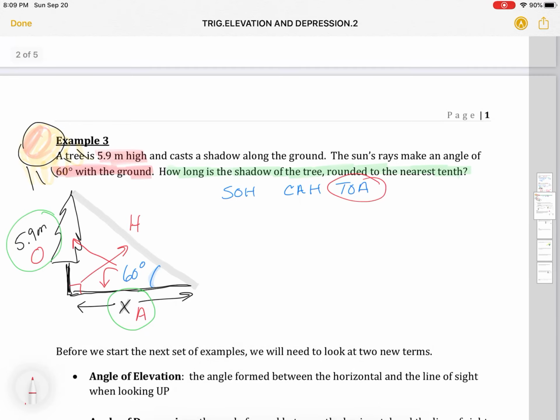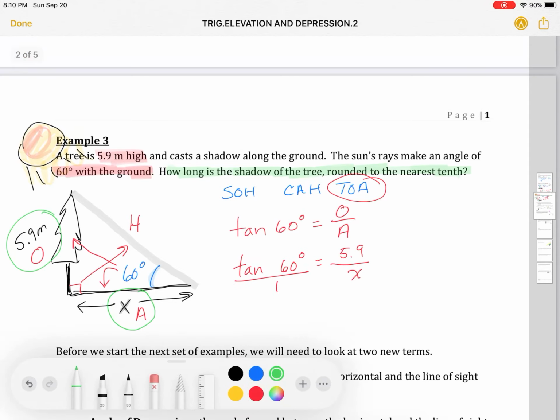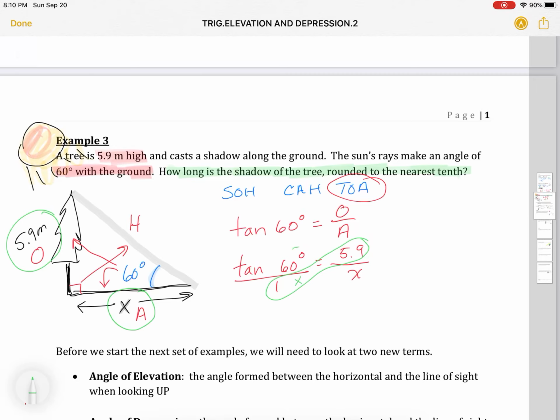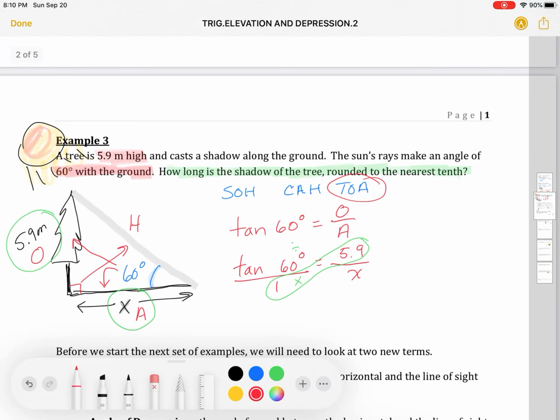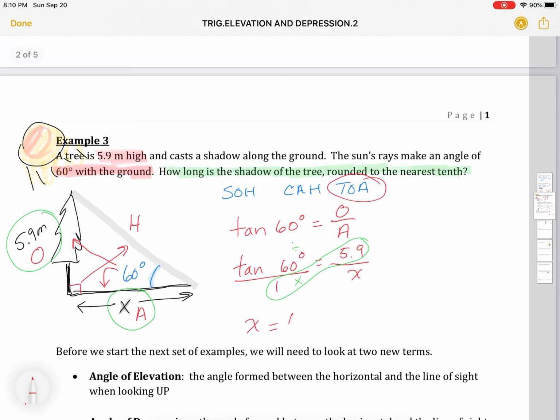And if you want to draw your triangle without the tree in there and all the others, the sun, you can just draw a freestanding triangle, that's fine. So I need opposite and adjacent, so I'm going to use tan. So tan of 60 degrees equals opposite over adjacent. So tan of 60 equals, I know my opposite, 5.9 over x. Remember, I can put this over 1, and then I'm going to cross multiply and divide. So when I do that, I get x is equal to 5.9 times 1 divided by tan of 60 degrees.